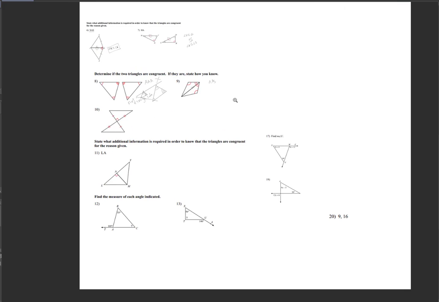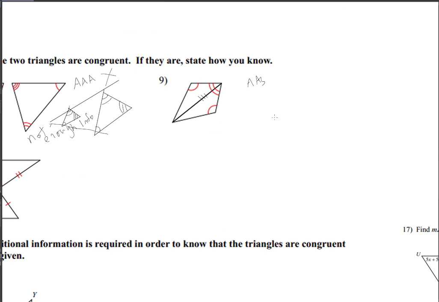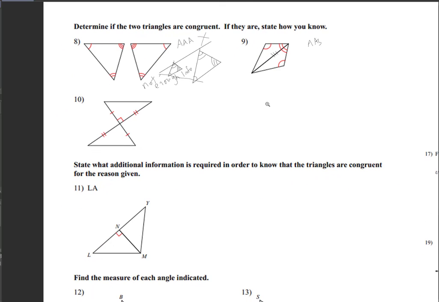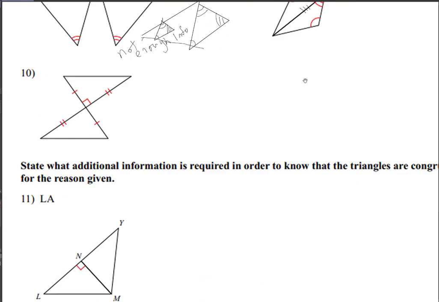And the answer is what? Angle, side does prove congruency, because it's not the naughty one. So angle, side. We're good. Once again, by angle, side, that one is true. Okay, let's go ahead and do number 10.